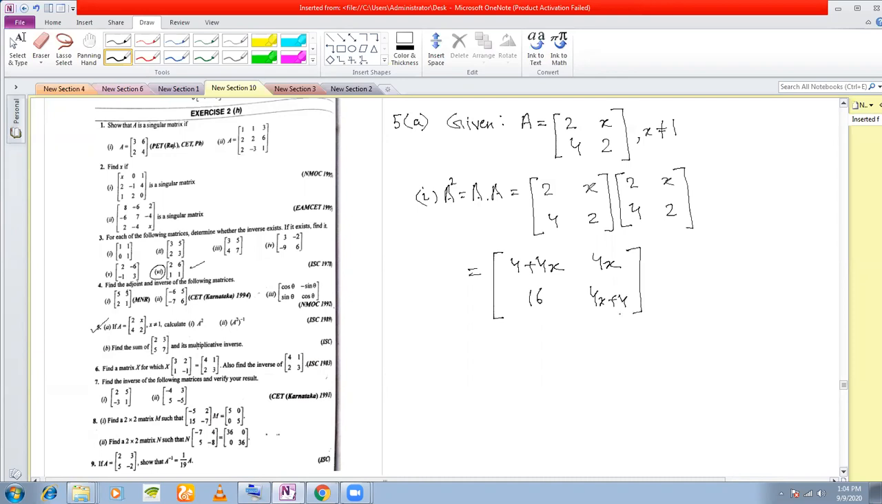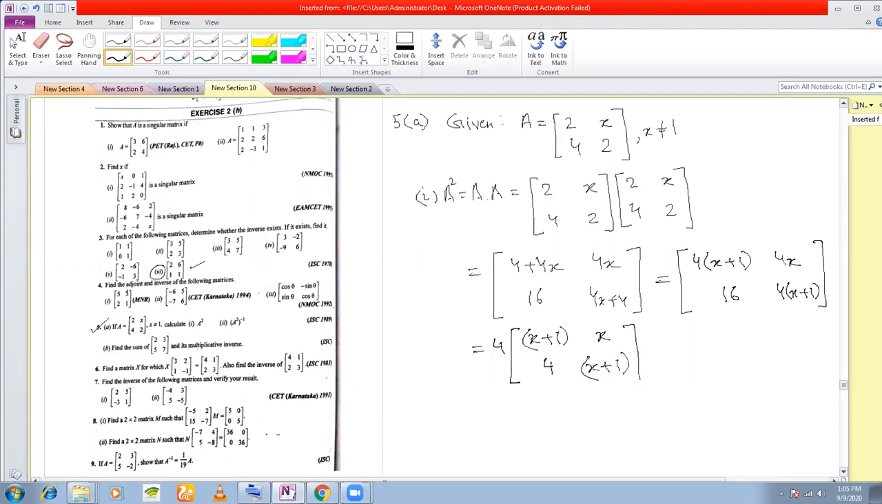What you can do is take out 4 also from here. If you take out 4, what are you left with? Before taking out 4, you can take 4 common from this: 4 times x plus 1, 4x, 16, 4 times x plus 1. So now you take out 4, and you get the matrix with x plus 1, x, 4, x plus 1. So this is the matrix that you are getting, A square.